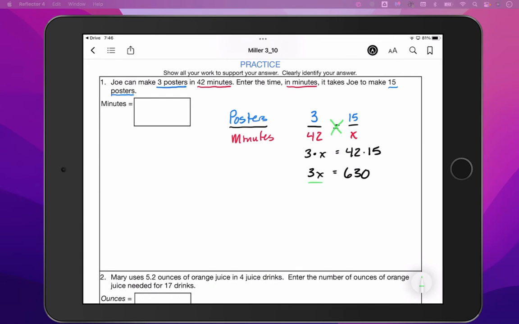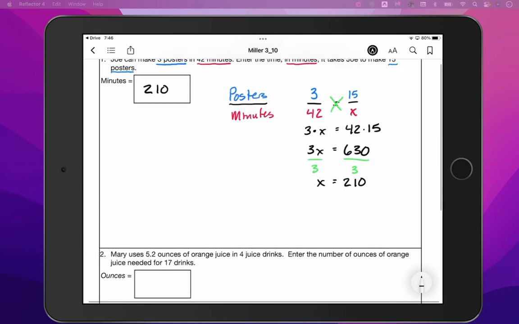Last piece of this is going to be to divide by 3. And we get that x is equal to 210. So the number of minutes it will take to make 15 posters is 210 minutes. All right, I'll pause there and then move on.